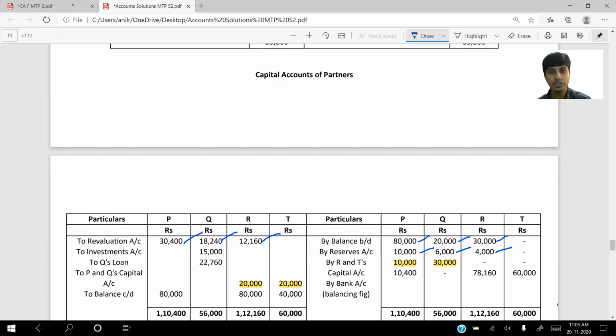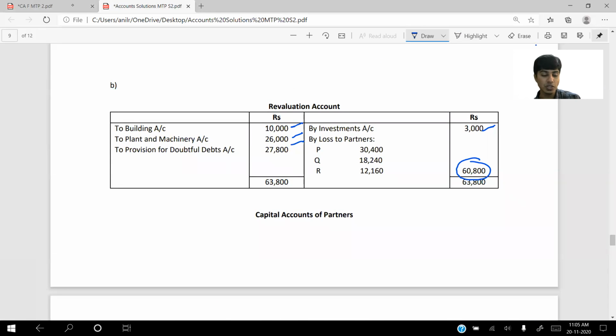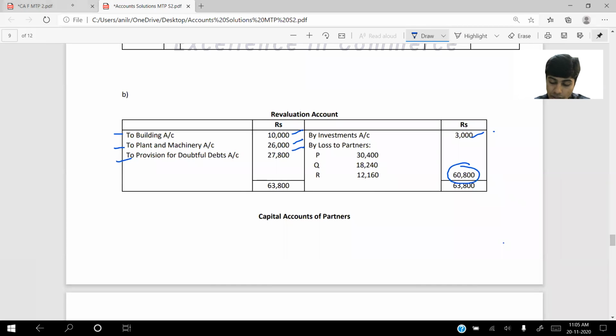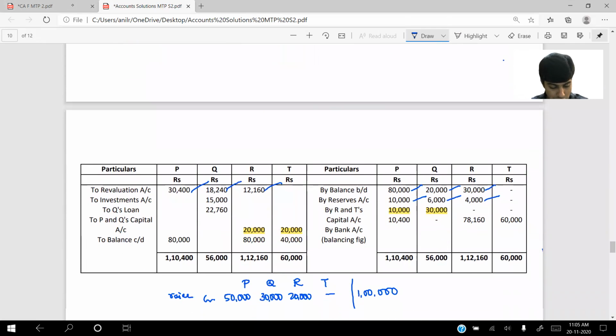30,418, 240, and 12,160. Done. And in the balance sheet, you will adjust this 10,000, 26,000, 27,800 with respect to building, plant and machinery and debtors account balances. As to investment, you will add, and these two you will subtract. Subtract, add. Where? In the balance sheet. Done. Then what else do you have?